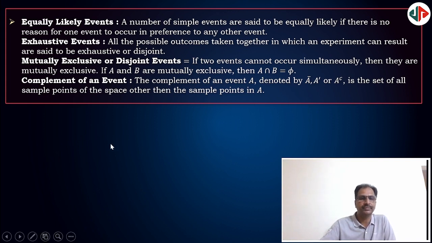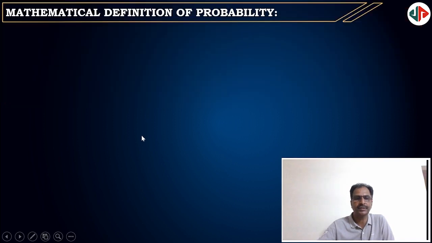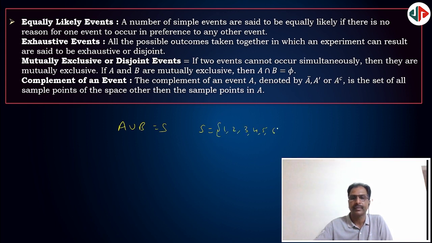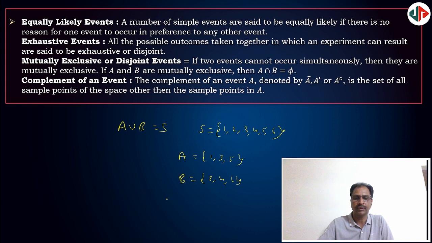Next, exhaustive events. Two events are said to be exhaustive if their union is equal to the sample space. For example, if you consider the sample space of rolling a die, let us say A denotes the event of getting an odd number, B denotes the event of getting an even number. Then what is A union B? This is nothing but 1, 2, 3, 4, 5, 6, which is nothing but the sample space. Such events are said to be exhaustive events.